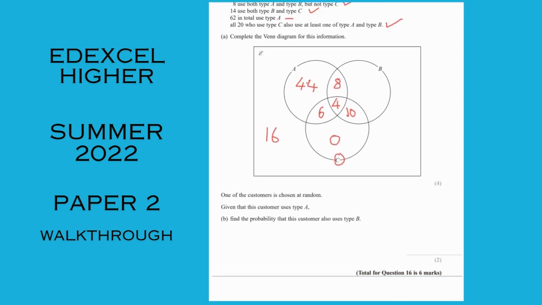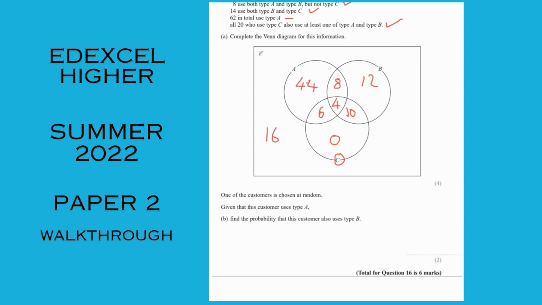Next, we've got a given that. So, forgot to fill in B. Do 100, take away all those numbers, you get 12. That was important because you actually need it for the next bit.